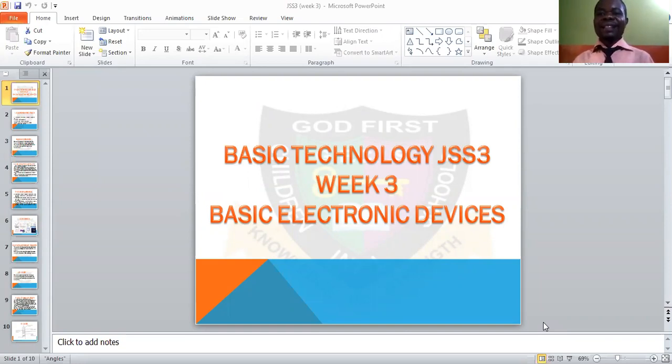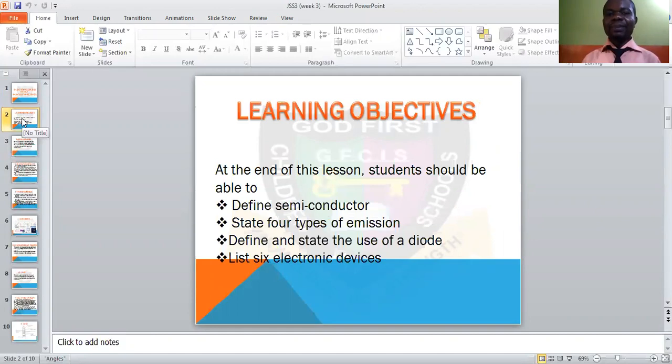Today we are going to look at the components of these electronics and how things are carried out in these components. Before we go into detail, we need, as usual, to look at the objectives of this lesson, the learning objectives. At the end of this lesson, students should be able to define semiconductor, state 4 types of emission, define and state the uses of a diode, then list 6 electronic devices.